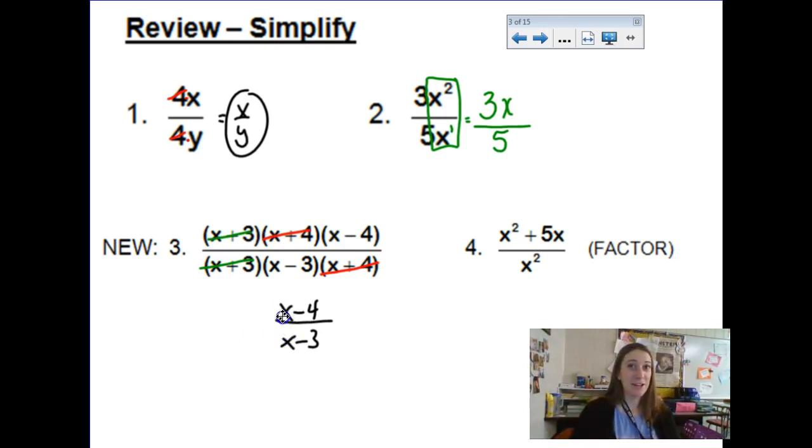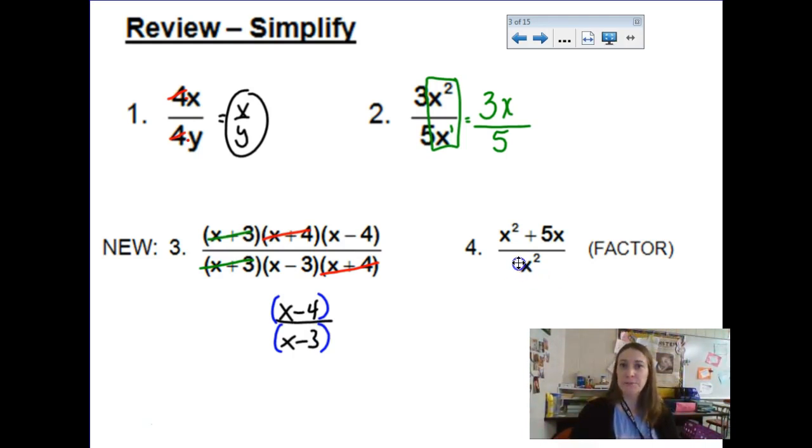Now, when children first learn this lesson, they have this direct urge to cross-cancel these x's. And my answer to that is there's not an x in the problem. There's an x minus 4, and then there's an x minus 3. But there's no x. So unless they're twins and they're multiplied together, written as products, you cannot cross-cancel anything unless it's an exact twin set.